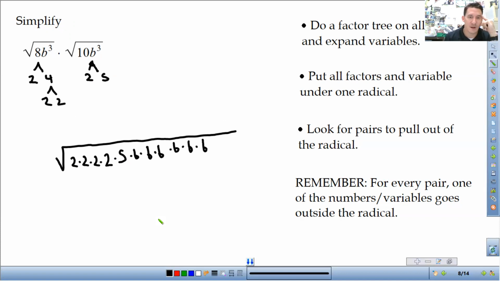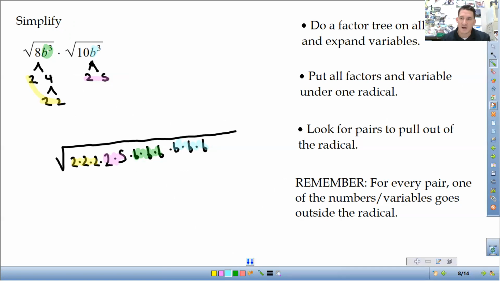So let me highlight some things just so we can see where everything's coming from. So the 3 2s go in here. And then the 2 times 5, that's going to be here. B cubed expands to b cubed here. And then the last one, b cubed expands to b cubed here. All right, so that's where everything is coming from, all underneath the radical. Put it in order so the numbers and letters are next to each other. It makes it easier to find pairs.